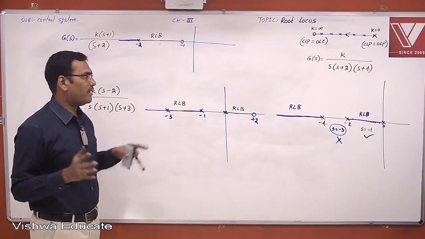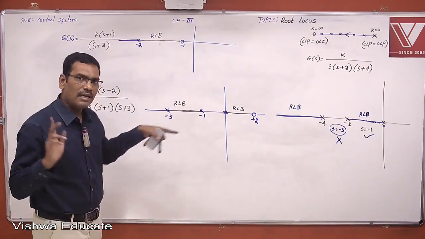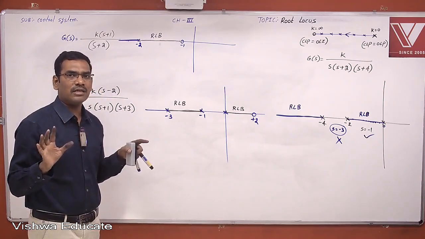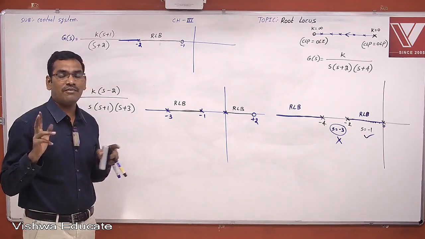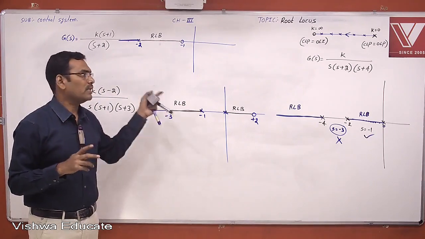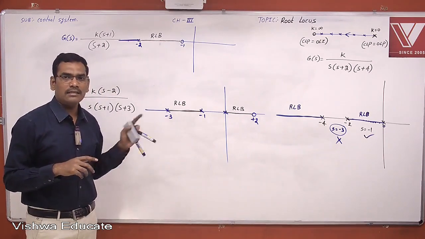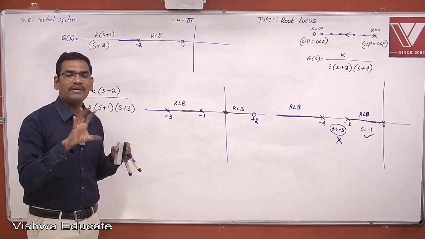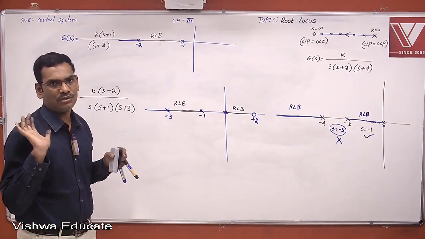That is the reason why I am not doing this first. I am doing a general procedure first. Then if you understand the general procedure with the 2 examples, you can easily understand this shortcut method. This is valid only when poles and zeros are on the real axis. Okay, note down this.